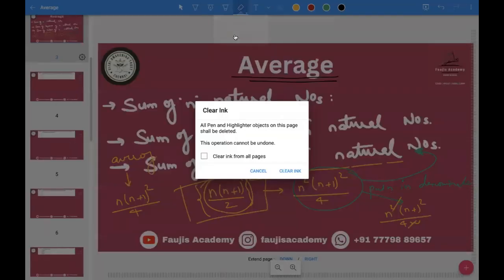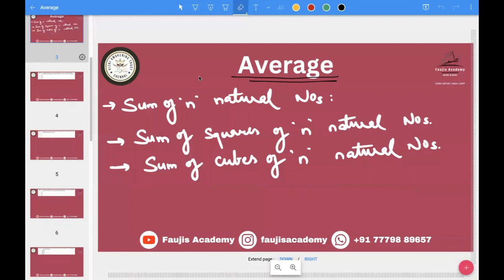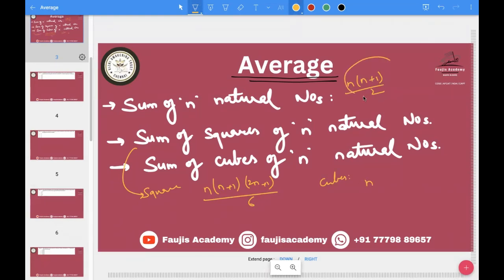Questions, ladies and gentlemen. With this, we come to an end of all the theory concepts that we are supposed to learn. Just remember, the sum of n natural numbers is n into n plus 1 by 2. The sum of the squares of n natural numbers is n into n plus 1 into 2n plus 1 by 6. And for cubes, this formula is the same as this formula, just the whole square of it. Essentially you are not supposed to remember it.